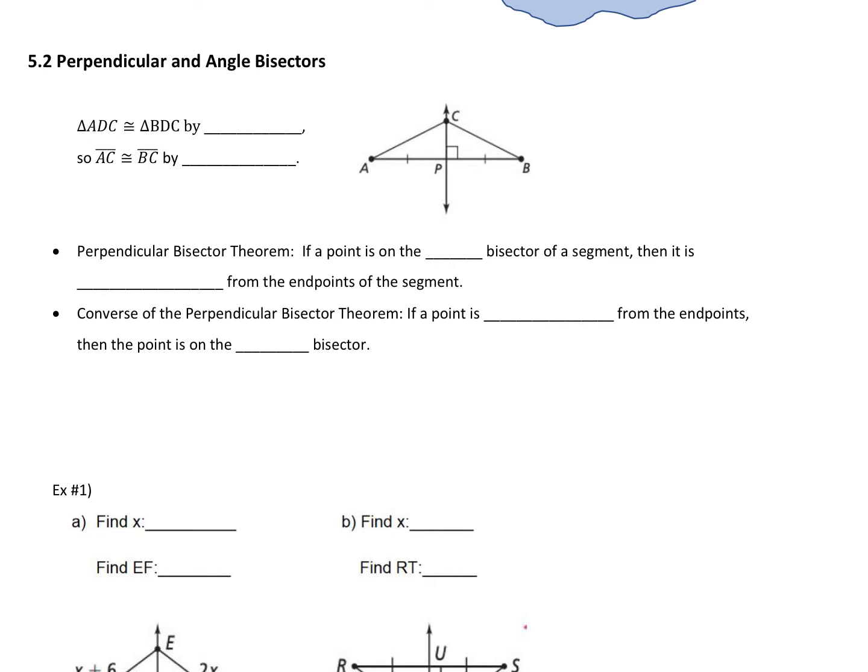5-2 is perpendicular and angle bisectors. We know what both those things are, right? What's a perpendicular bisector? It's 90 degrees and it's a midpoint, right? A perpendicular bisector is something that cuts something in half at a 90-degree angle, okay? What's an angle bisector? It bisects the angle in one place. Cuts the angle in half, right? So we're going to talk about perpendicular bisectors and angle bisectors in this lesson.